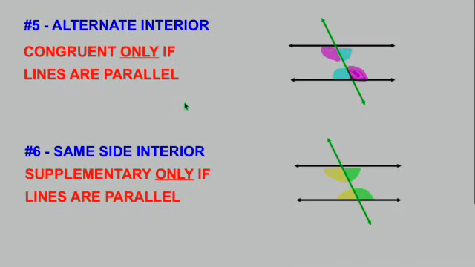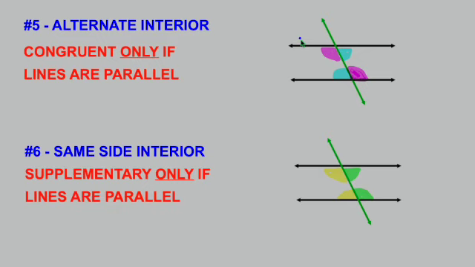The second type, and fifth type overall that we're going to be looking at in these videos, is called alternate interior. Once again, we have the transversal, this time cutting through a little bit differently here. Interior means between the two lines that are going across horizontally, so they're inside them. Alternate means they're on opposite sides. So the pink ones would be considered alternate interior angles, and the blue ones would also be considered alternate interior angles.